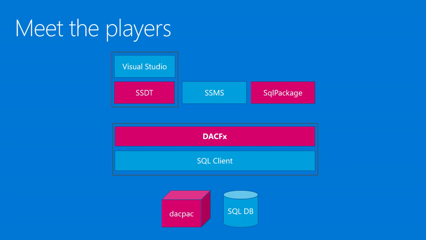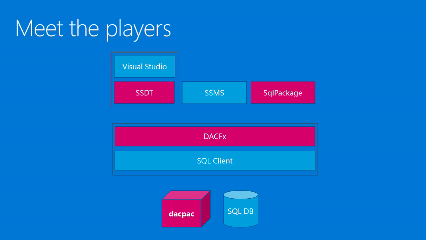The Data Tier Application Framework, or DACFx. This is the API and the engine that does all the lifting for SqlPackage and for SSDT, and provides quite a rich API for doing neat things. And then finally, we've got the DACPac. This is the fundamental unit. This is a build output, so we've got a build process in Visual Studio, and that builds a DACPac. And a DACPac is also a fundamental unit of deployment.